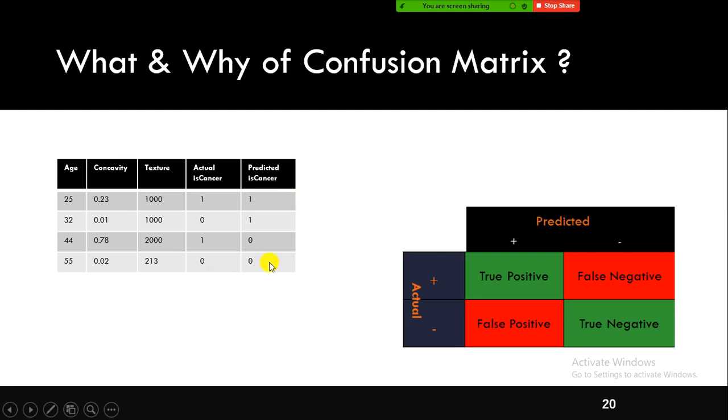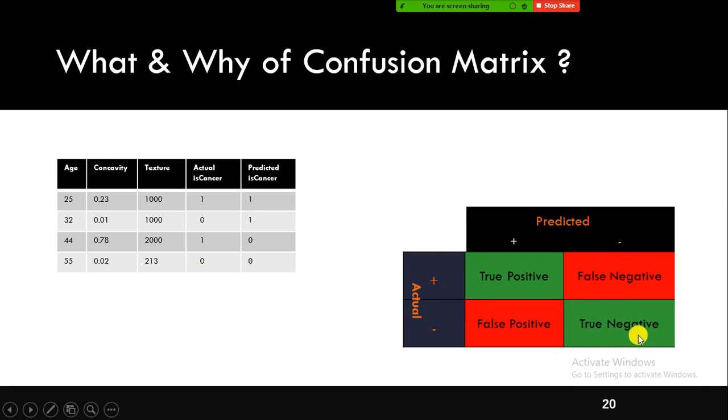And look at this one, the actual is zero and the predicted is also zero. That means negative, his report is negative. That means he doesn't have cancer. Actual is negative and the predicted is also negative here. You need to look at here, this is the negative.